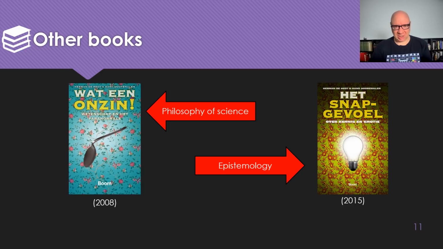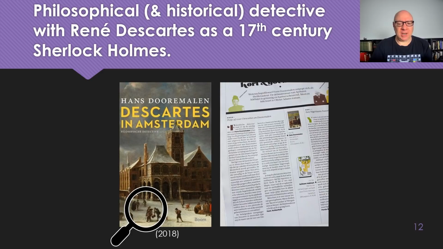And we wrote a book, Snapgevoel, The Feeling of Understanding, basically, which is a book on epistemology, and also in Dutch, and it's a popular philosophy book. Other things I did, I wrote a philosophical and historical detective with René Descartes, all as a kind of 17th century Sherlock Holmes, also in Dutch. It got quite a good review in the Volkskrant, so I was really happy with that.